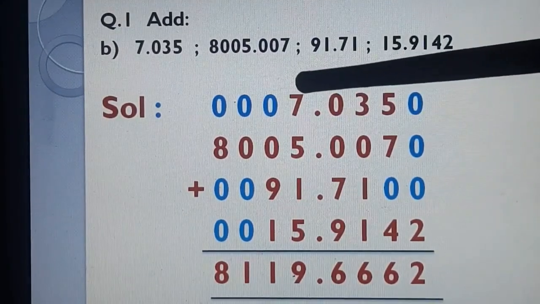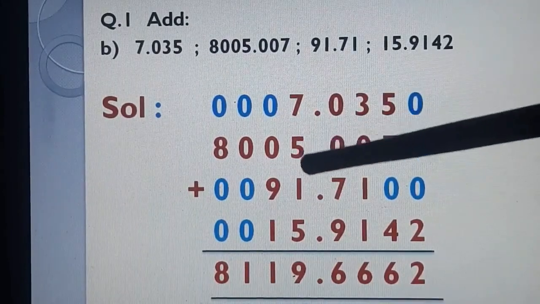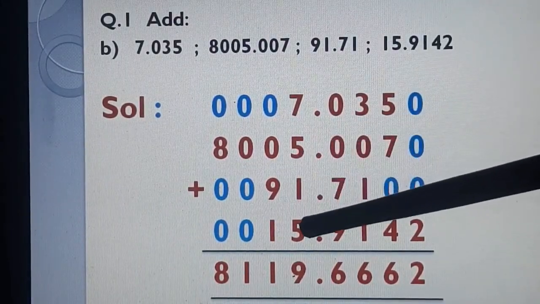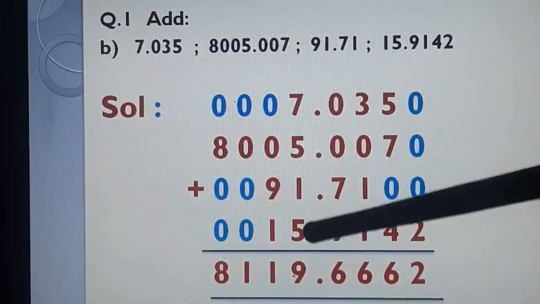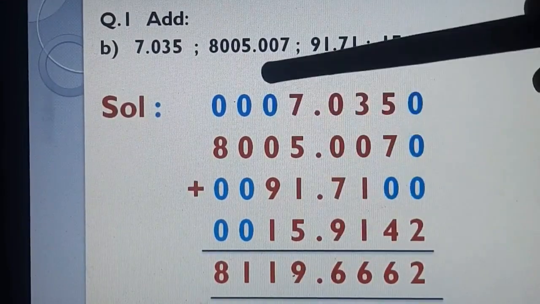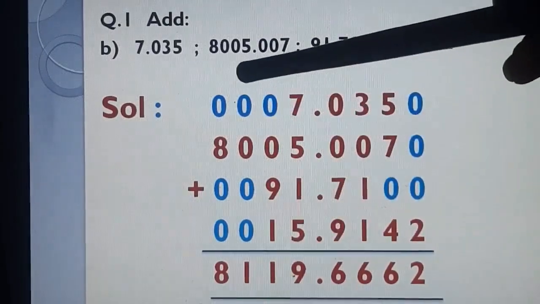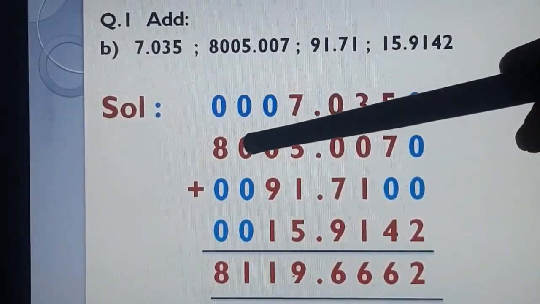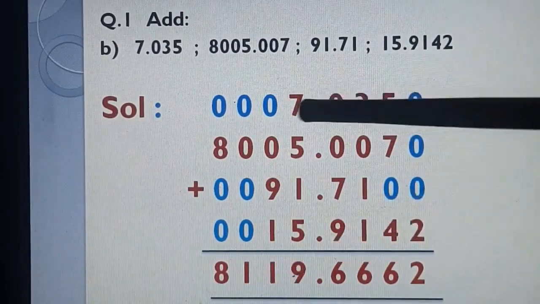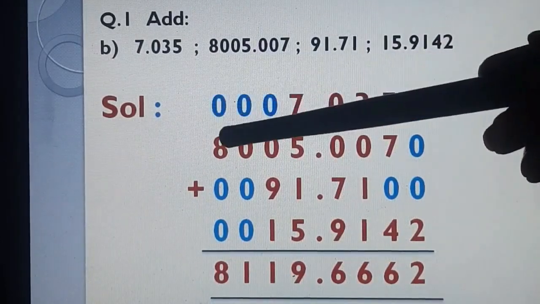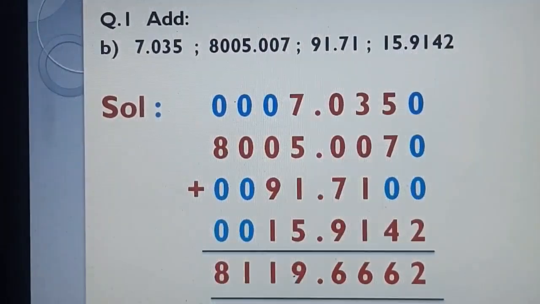1 carry will be there. 7 plus 5, 12. 12 plus 1, 13. 13 plus 5, 18. 18 plus 1, 19. 9, 1 carry. 9 plus 1, 10. 10 plus 1, 11. 1, 1 carry. 1 plus 0, 0, 0, 0. 1 will be there. Then 0 plus 8 plus 0 plus 0, 8.